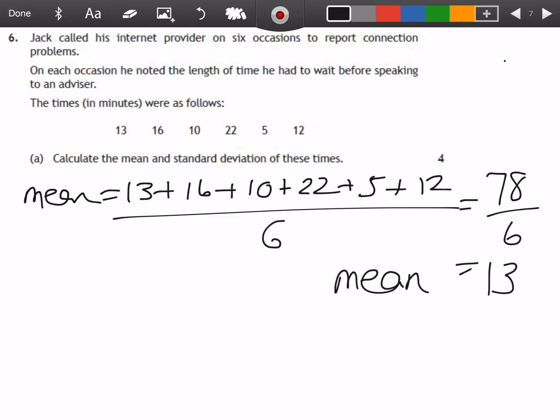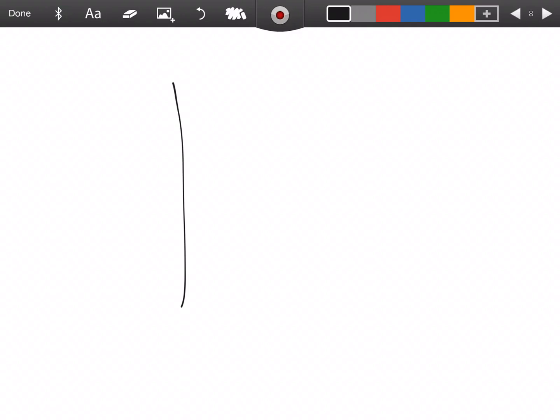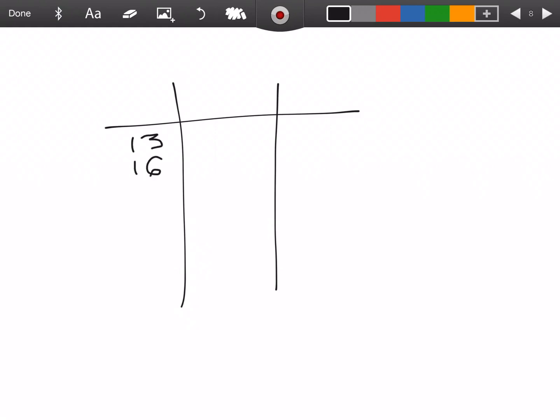Okay, now I don't have enough space to do the standard deviation on this, so I'm going to turn over to the next page. I'm just going to get a wee quick note of the numbers. There we are. Right, standard deviation. To work out the standard deviation, this is where we set up our table with the 3 columns. Down the left hand side of the table, I've already taken a wee note of the numbers, the numbers that we were given in the original question. These are the lengths of the call times that Jack's been waiting to get through to his internet provider.